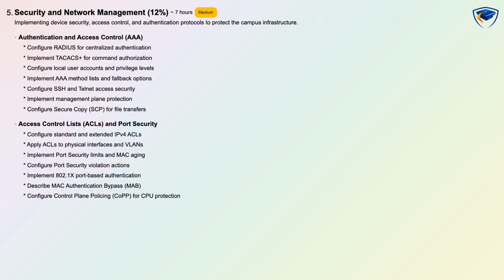The ACL and port security topics cover standard and extended IPv4 ACLs, applying ACLs to interfaces and VLANs, port security limits and violation actions, 802.1X port-based authentication and MAC authentication bypass, along with control plane policing to protect the device CPU. These skills are essential to harden the campus and protect management and data traffic.